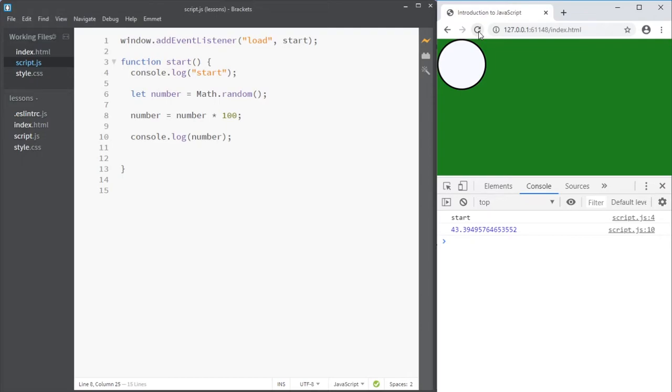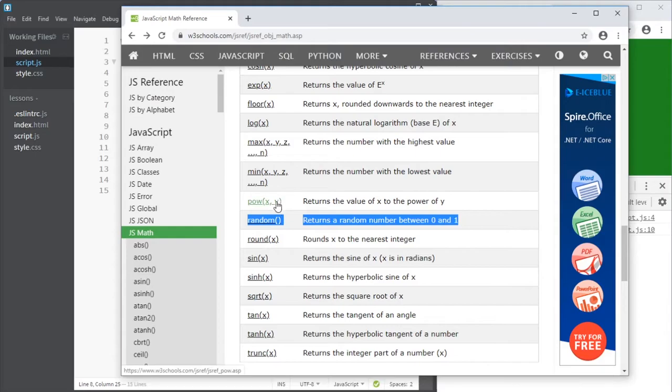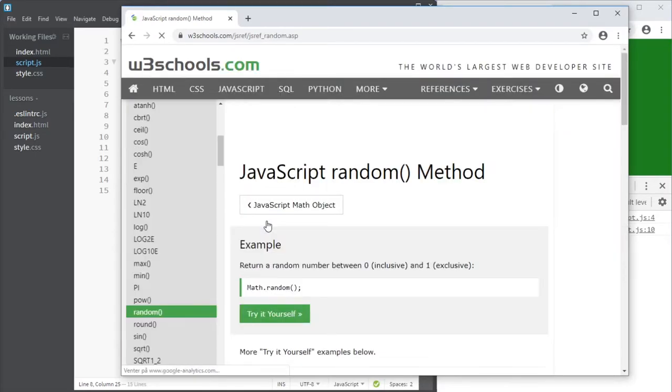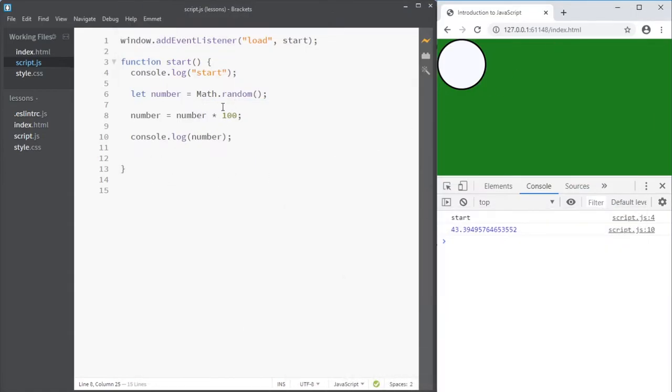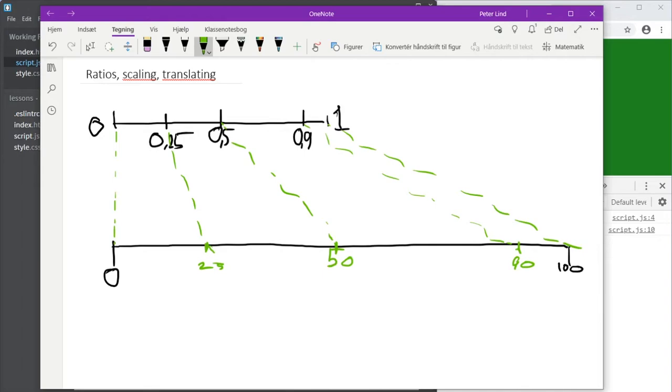And this is also important to remember, because if we take a look at the specification here, it says it returns a random number between 0 inclusive and 1 exclusive. So the random number will never become 1. And with our calculation here, it will never become 100. It can become 0, but it will never become 100. So much for simple scaling, just multiplying.